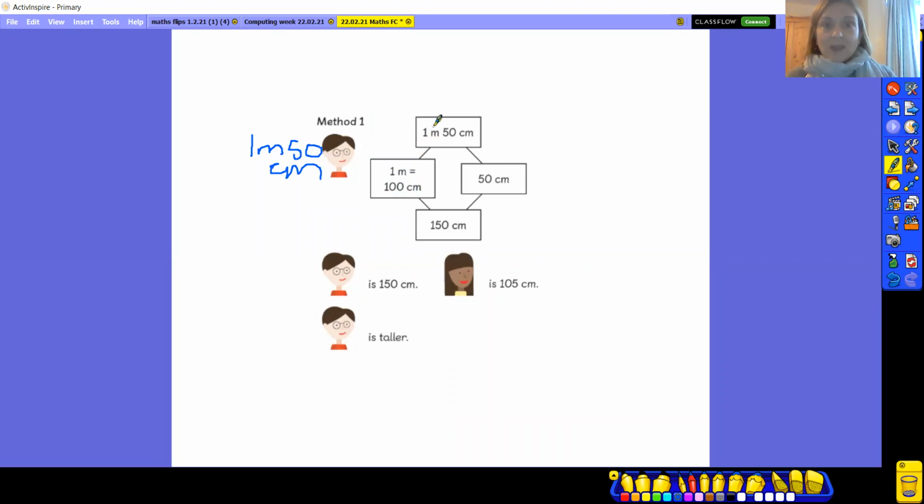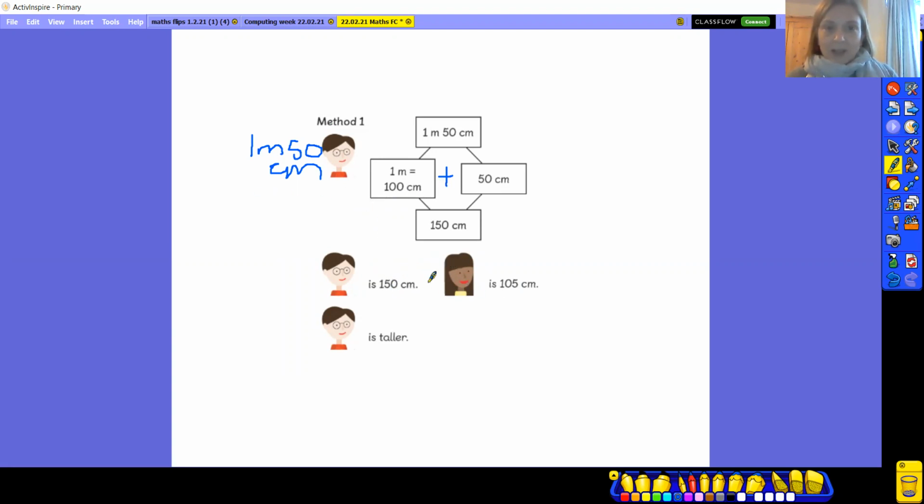What we've done here is split 1 meter 50 into meters and centimeters, with the 50 over here. So we know that 1 meter and 50 centimeters is equal to 50 centimeters and 100 centimeters. Then we know that makes 150 centimeters. Charles is 150 centimeters. Lulu is 105 centimeters. Can you see what we've done there? We put them into the same unit of measurement to be able to compare them.